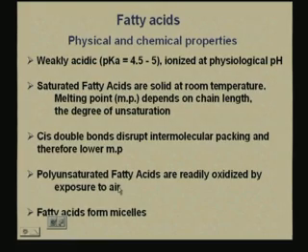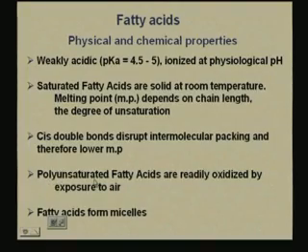The polyunsaturated fatty acids that you see in a lot of vegetable oils that you consume, that say that they are PUFA, that is what it is called, polyunsaturated fatty acids, they are readily oxidized by exposure to air, and these fatty acids can form micelles. Okay, we will see why they can form micelles, because they have a hydrocarbon chain and it has a polar head group to it. Okay. So, these are the basic physical and chemical properties of fatty acids.